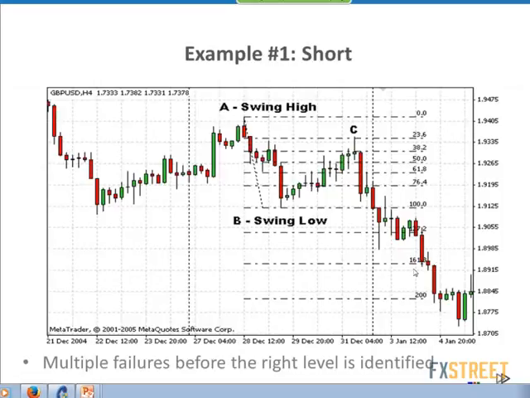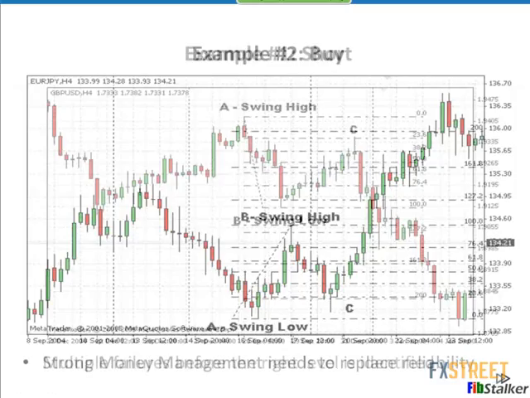So it means that we have to have very strong money management in place, and it's very difficult to trade these signals like that. Another example is a buy, but I'll not spend a lot of time on it.